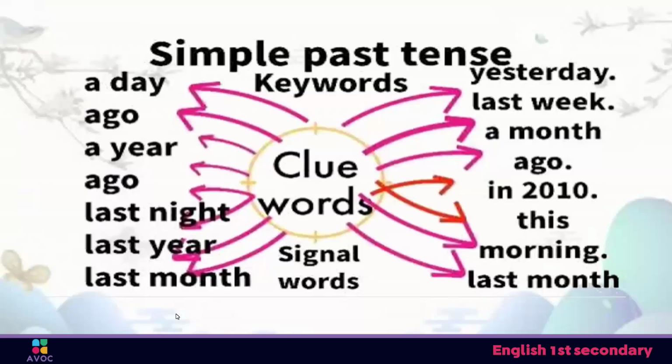Some examples of these words: a day ago or a year ago, last night, last year, last month, yesterday, last week, a month ago, and we mention any year in the past before this year. And then I say this morning. Now I'm talking to you in the afternoon. So this morning, it is past now. Okay, so all of these words, and of course others, but those are the most familiar, the most common words, we call it keywords or framewords for the past simple tense.